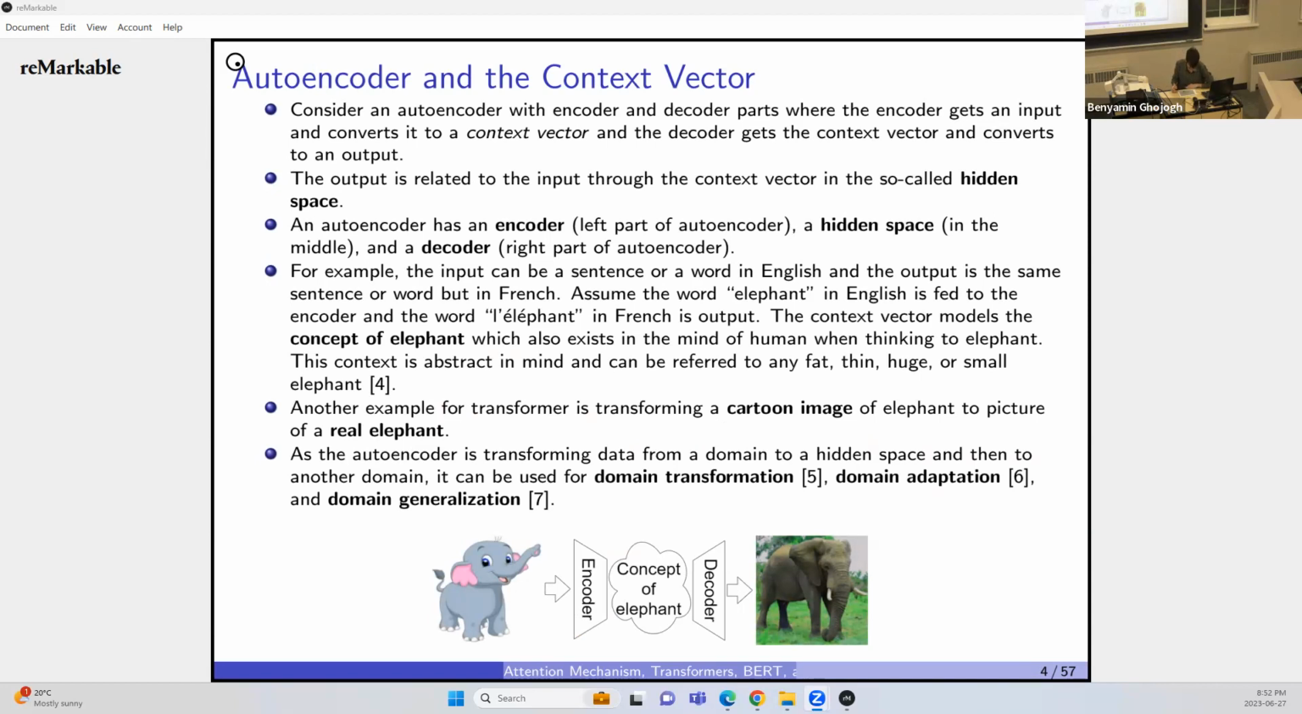Okay. Also consider an autoencoder. So you have an encoder, you have a decoder, okay? An encoder takes something, encodes it into something, and then decodes that and tries to, for example, reconstruct it, okay?